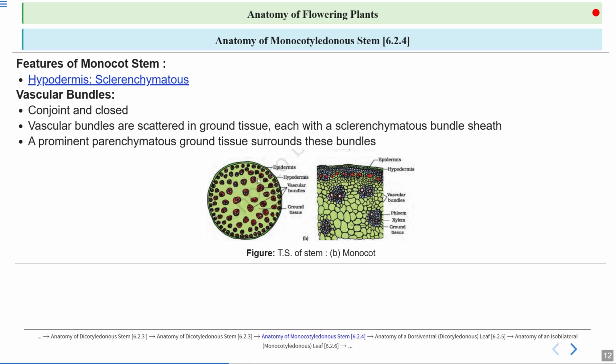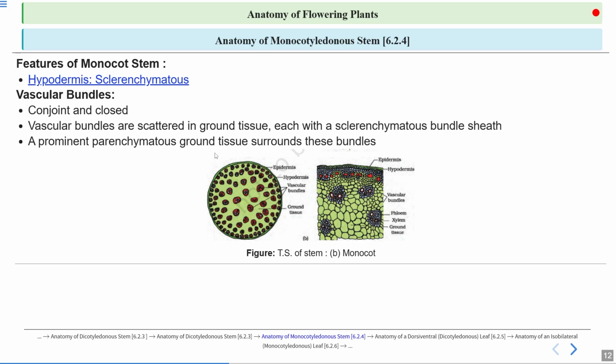Right? So see the arrangement. There is an epidermis, there is a hypodermis. Where is the cortex? Where is the endodermis? Where is the pericycle? Can you see these layers? No. These layers are not found in the case of monocot. There is no endodermis, there is no pericycle, and we are not having the cortex region. Instead of cortex, we say the ground tissue. And in this ground tissue only, all the vascular bundles are scattered. And see the type of vascular bundle, conjoint and closed, right?